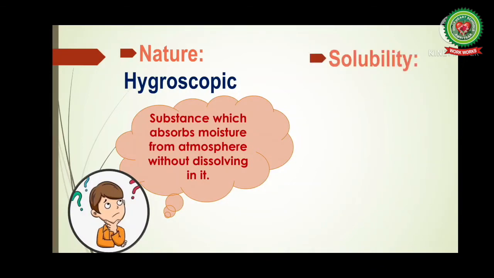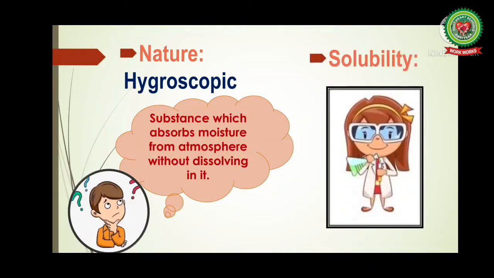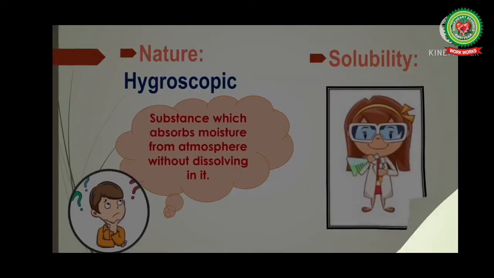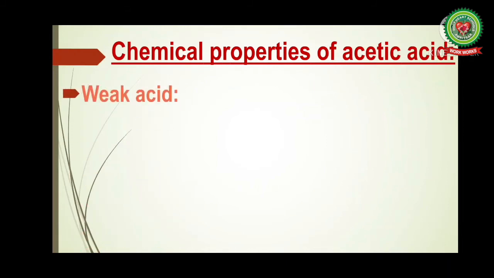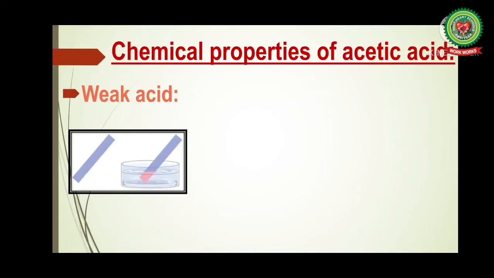Next property is solubility. Acetic acid is soluble in water, alcohol, and ether in all proportions. Moving forward, let's study about chemical properties of acetic acid. Acetic acid is a weak acid, so it turns moist blue litmus red.